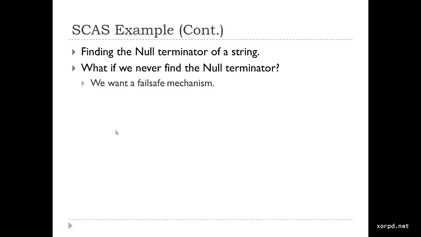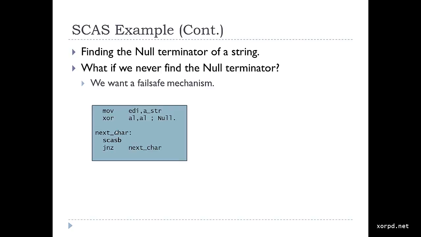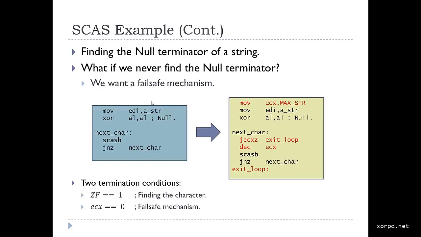Such things could happen, and we want a fail-safe mechanism to make sure that we don't just keep looking for the null terminator forever. This could crash our program. For example, if we keep searching for the null terminator beyond our own memory, the program is going to crash because we will access memory that we don't own. We begin with this code, which is prone to this problem, and we are going to improve it by adding a fail-safe mechanism.